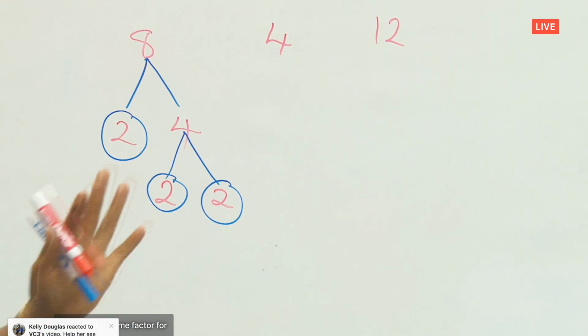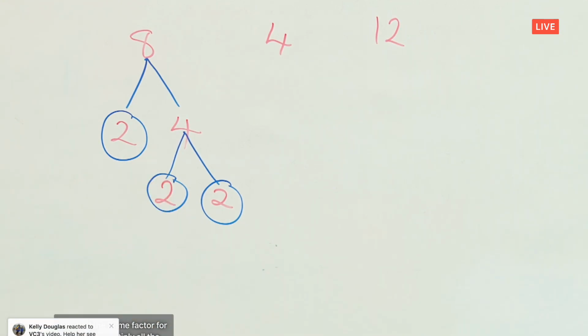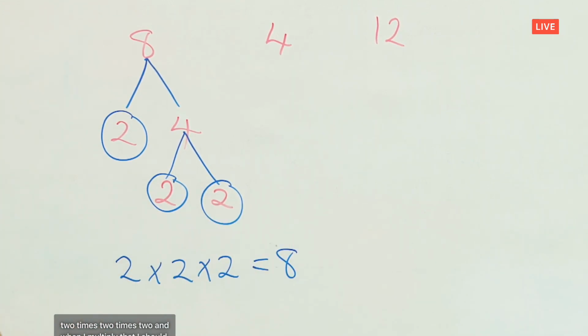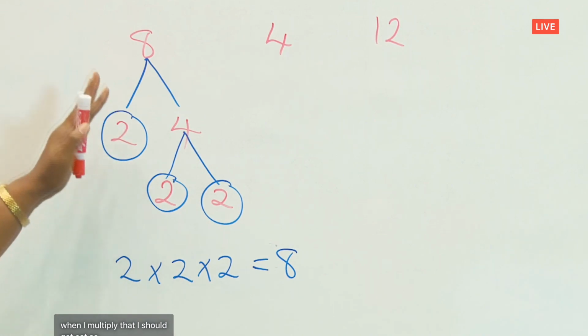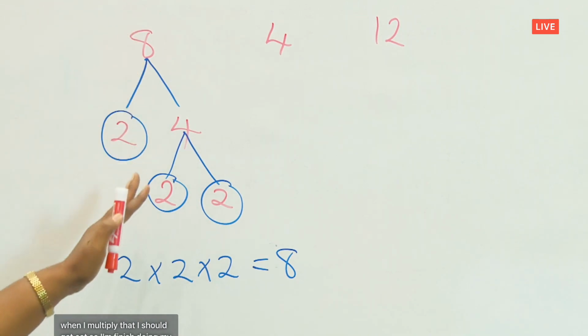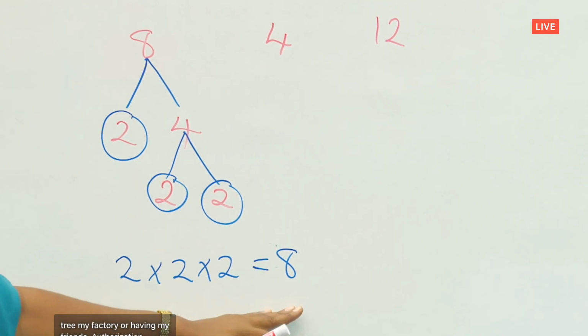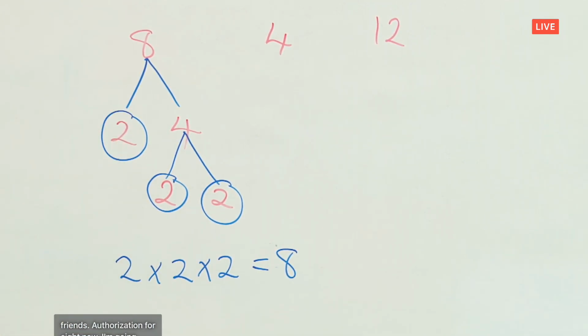So I can find the prime factorization for 8 by multiplying all the digits that are circled. So I have 2 times 2 times 2. And when I multiply that, I should get 8. So I'm finished doing my factor tree, or having my prime factorization for 8.